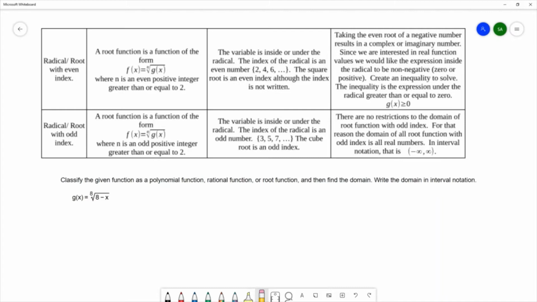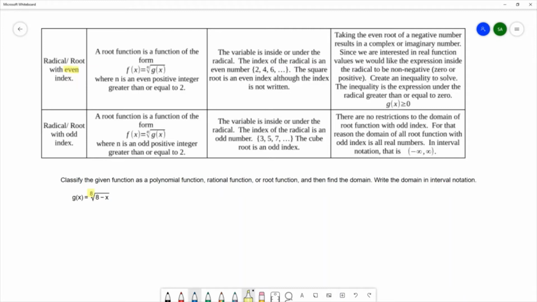So looking at this function, you can see that it has a radical. And so we're going to categorize this as a root function or radical function. And we have two categories within that. We have an even index and an odd index. So what the index is referring to is this 8. That is the index on the radical. And because it's an even number, we would say that this is an even root.